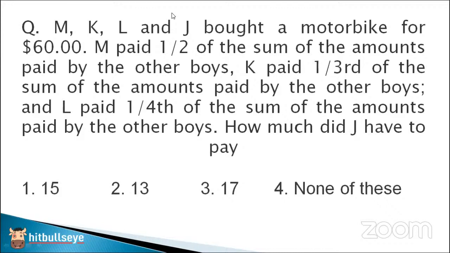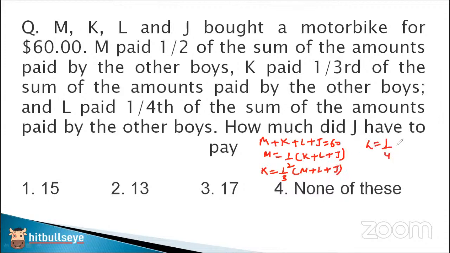So there are 4 variables and 4 equations. I make the equations and will let you understand how to solve it. M plus K plus L plus J is 60. M paid half of the sum of all other boys, so 1/2 of K plus L plus J. K paid 1/3 of all others, so 1/3 of M plus L plus J. And L is 1/4 of all others, so 1/4 of M plus K plus J. Is this clear, guys? So 4 variables, 4 equations. Read the question again and try to solve it.